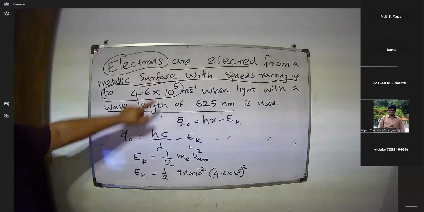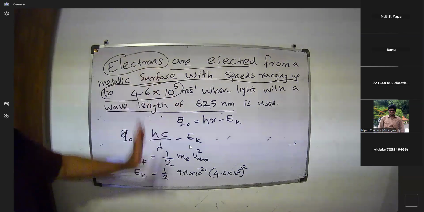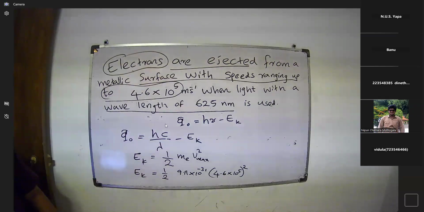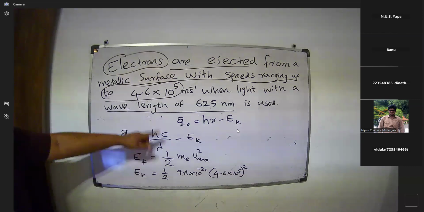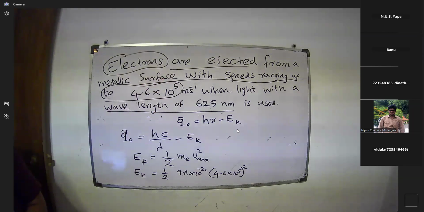hc over lambda, 625×10⁻⁹, right? Please convert all the units to the standard value. Okay, 10⁵ into 625×10⁻⁹. Then you can calculate the phi naught value.